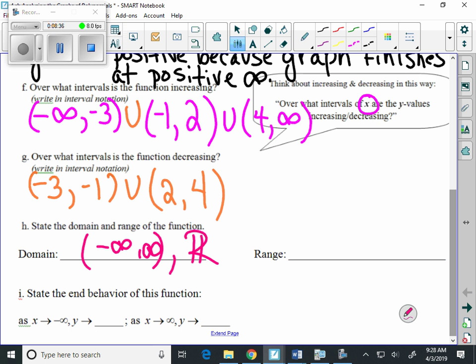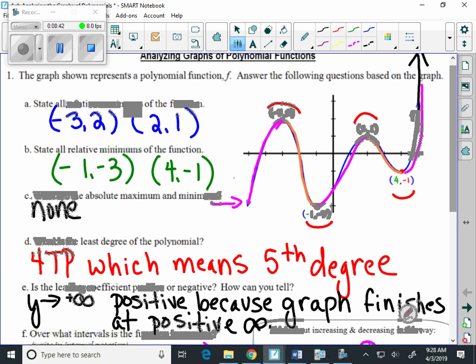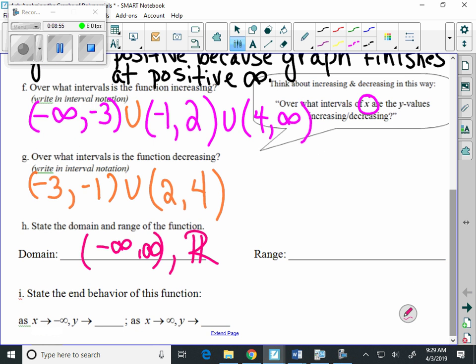But the question then becomes the range. Is the range all real numbers? What we have to ask ourselves is, do we have a high point or do we have a low point in the graph? And we don't have a high point or a low point in the graph. We don't have any absolute maximum or minimum. And because we don't, our range is also going to be all real numbers.